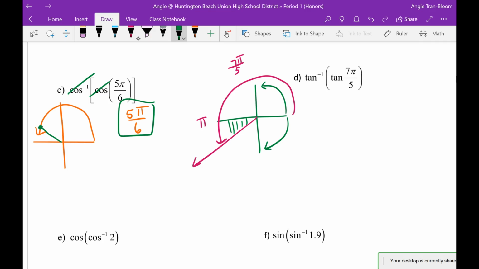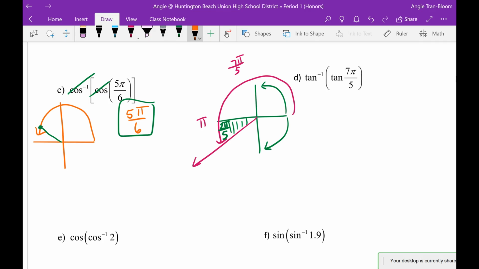We have to remember reference angle. Reference angle's got to be less than 90 degrees or less than pi over 2. It always has to be positive. So this is 2 pi over 5. I'm going to hold on tight before I go any further. Can you see that or no? 7 pi over 5 is in quad 3. It does not belong in the restriction of tangent inverse. You need to bring it back. Bring it back to which quadrant? 1. Why 1?